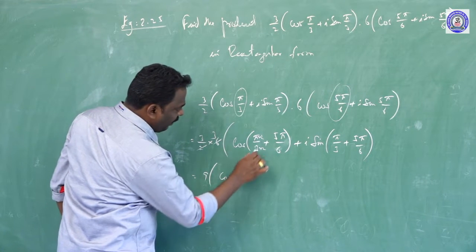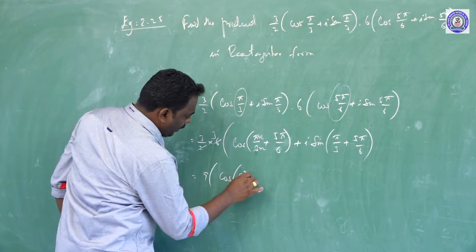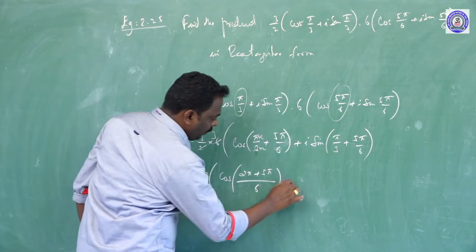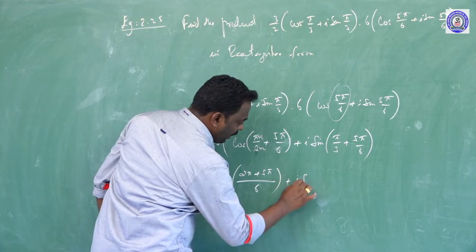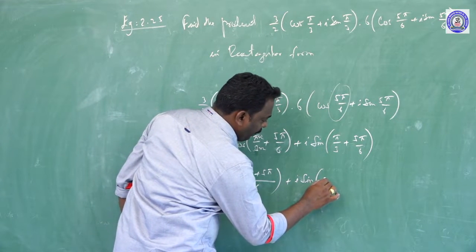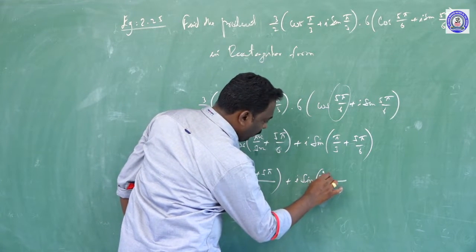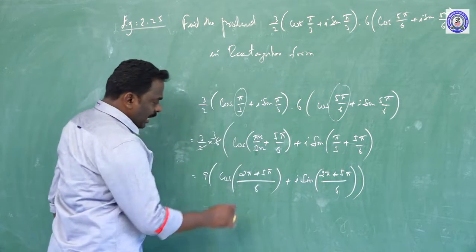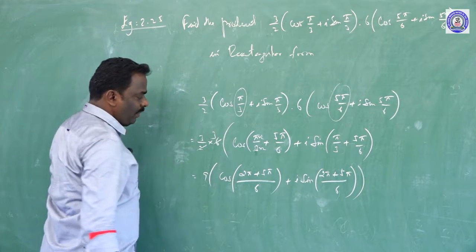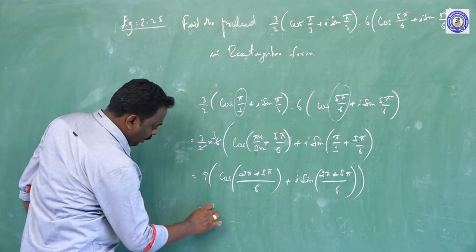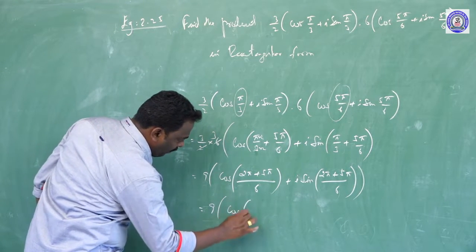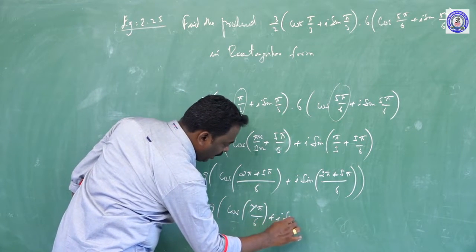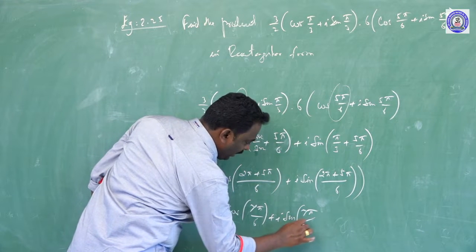Therefore it is cos of 2 pi plus 5 pi by the common denominator 6, plus i into sin of the same, 2 pi plus 5 pi by 6. Now just add the values, 2 plus 5 is equal to 7 pi, that is equal to 9 into cos of 7 pi by 6 plus i into sin of 7 pi by 6.